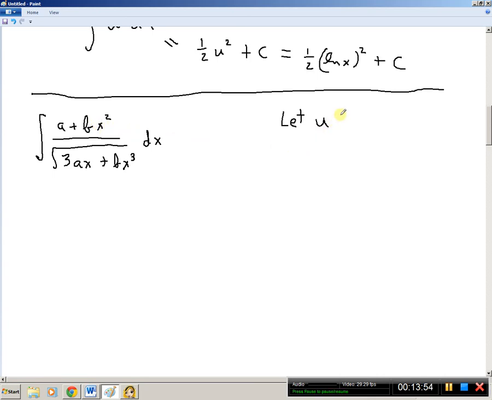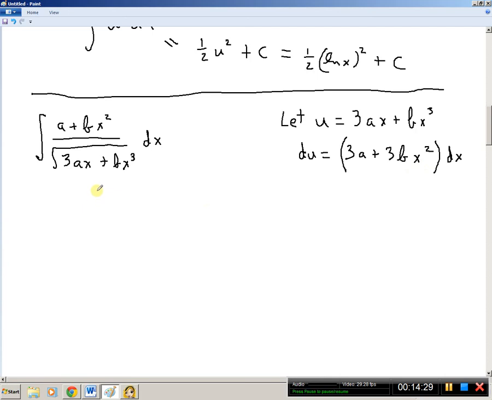So if I let u equal that stuff under the radical, 3ax plus bx cubed, then calculate du, which is what you always do as soon as you write down u, then you're going to get 3a plus 3bx squared, which just happens to be 3 times that. Oops, sorry, not quite. Made a big mistake. I left out the dx.